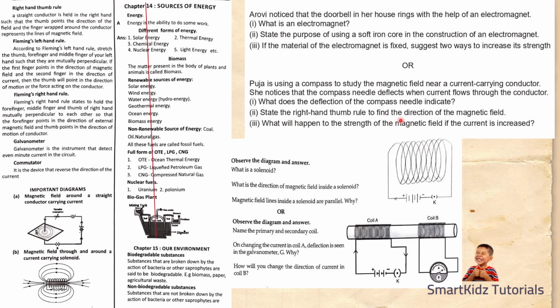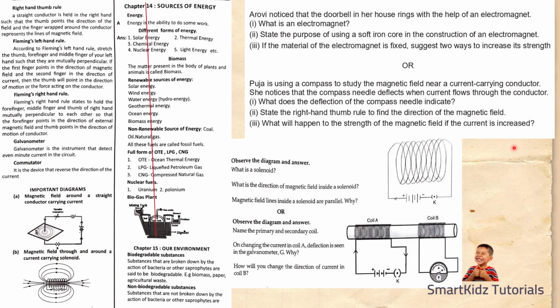State the right hand thumb rule to find the direction of the magnetic field. So the right hand thumb rule says what? If you hold the conductor in your right hand, then the thumb will point in the direction of the current and the fingers will point in the direction of the magnetic field. That is the right hand thumb rule. And the last question here is, what will happen to the strength of the magnetic field if the current is increased? Well, simple as that. The magnetic field strength also will increase.